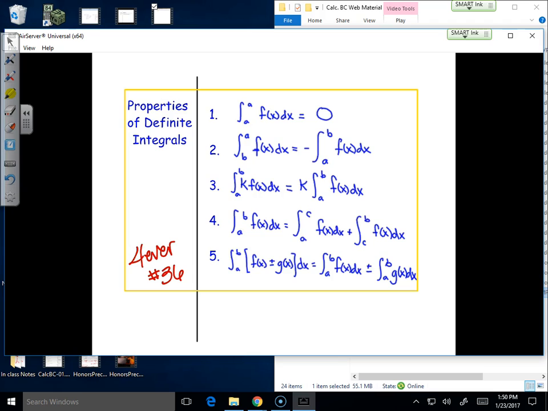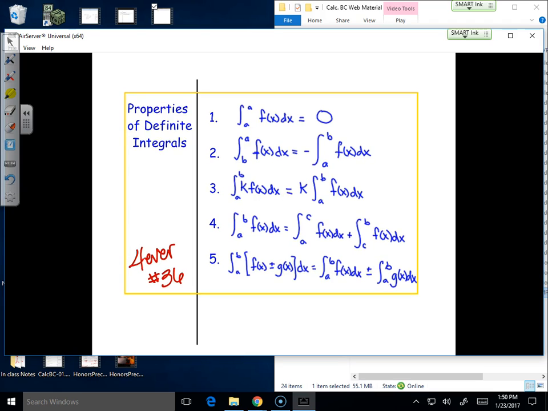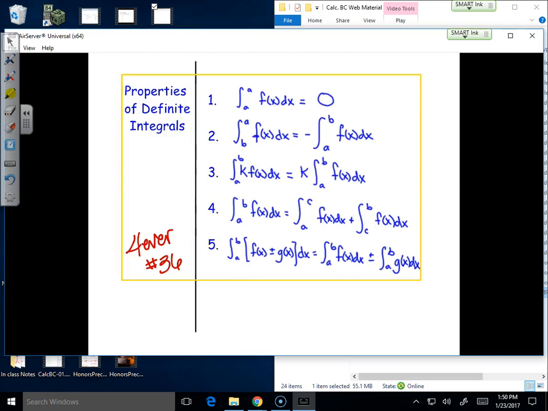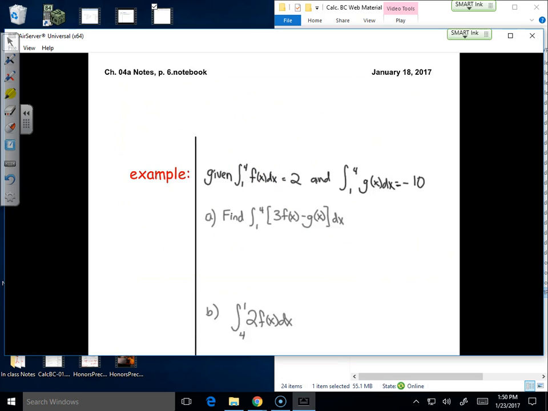Number 5 says sum or difference. Hey, doesn't that happen with antiderivatives too? Couple more seconds. Properties of definite integrals: things that we can say or do, ways that we can change them or simplify them. And then we're going to use them in examples.